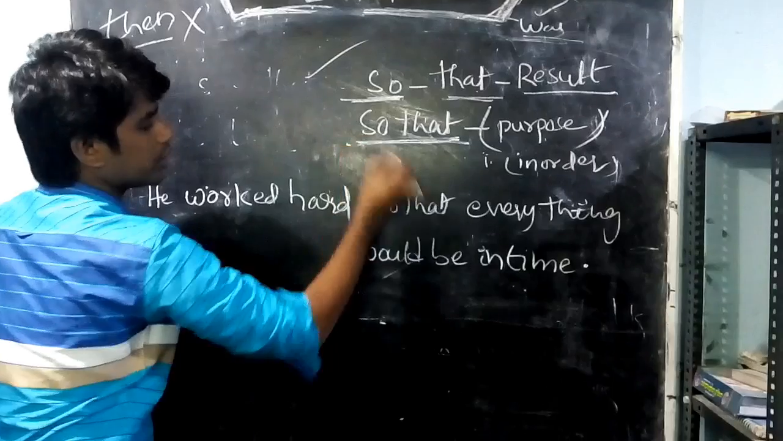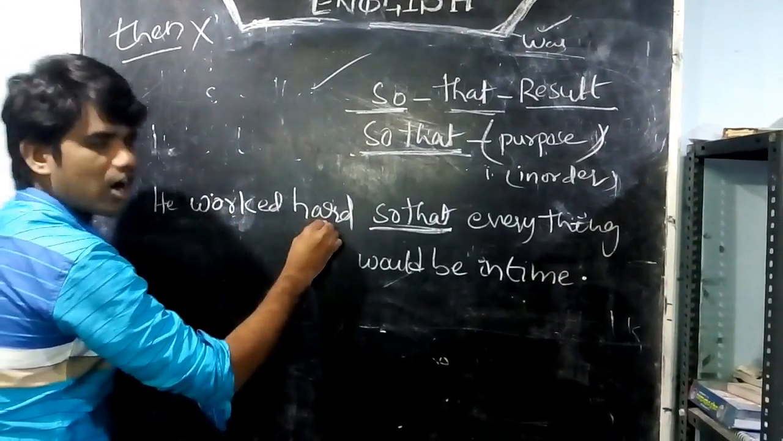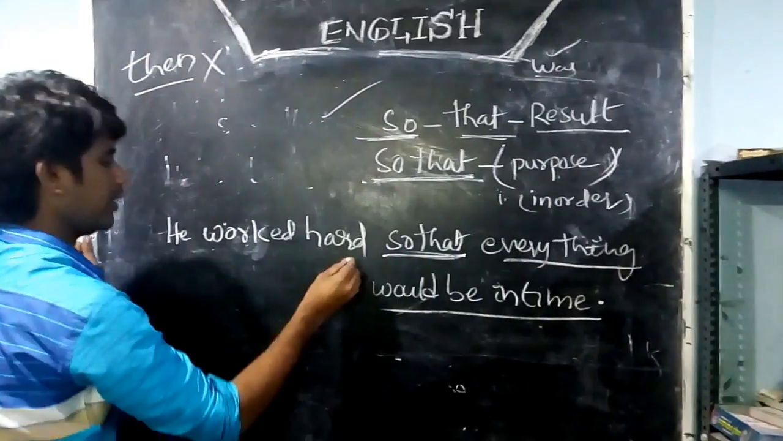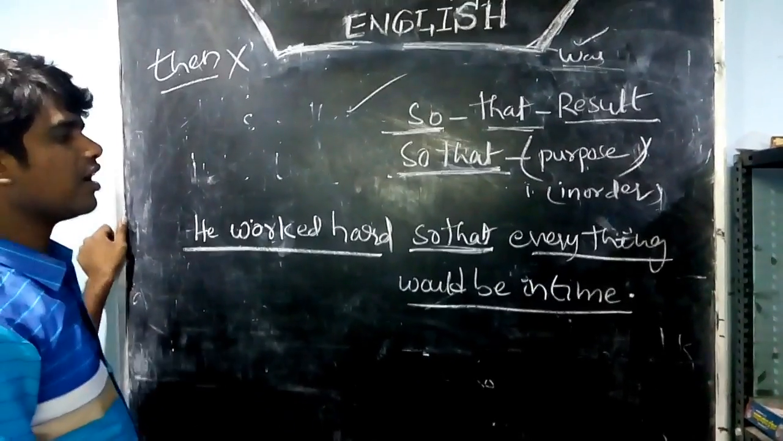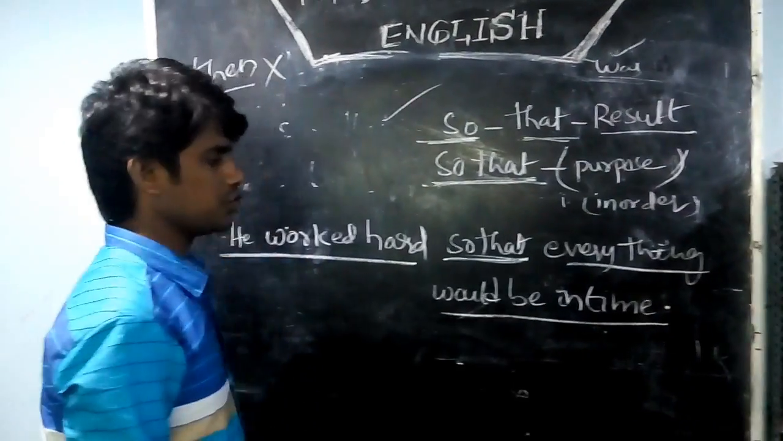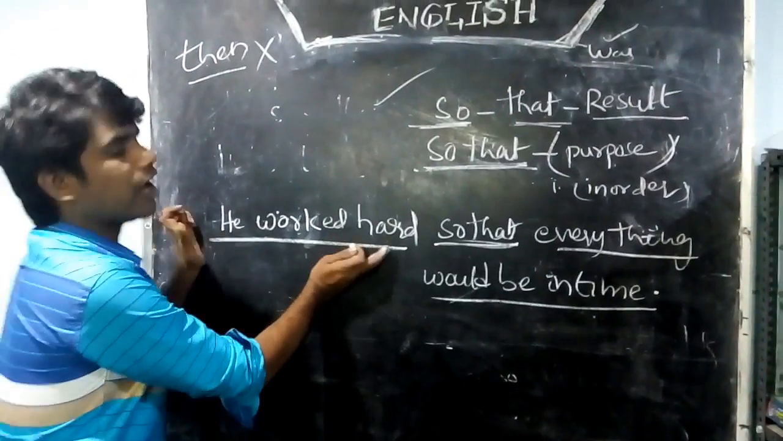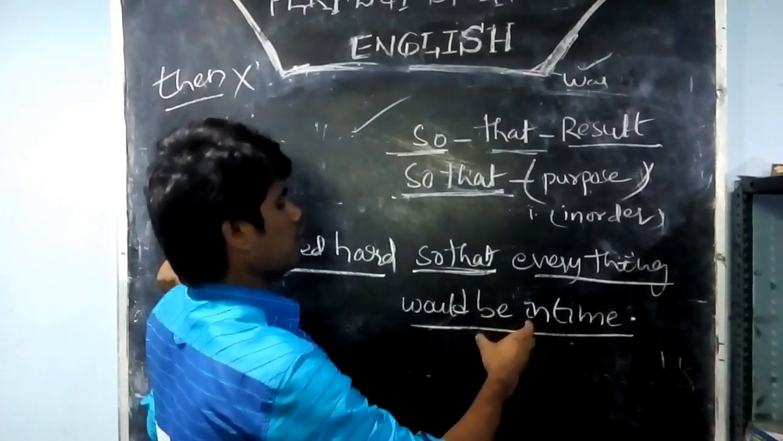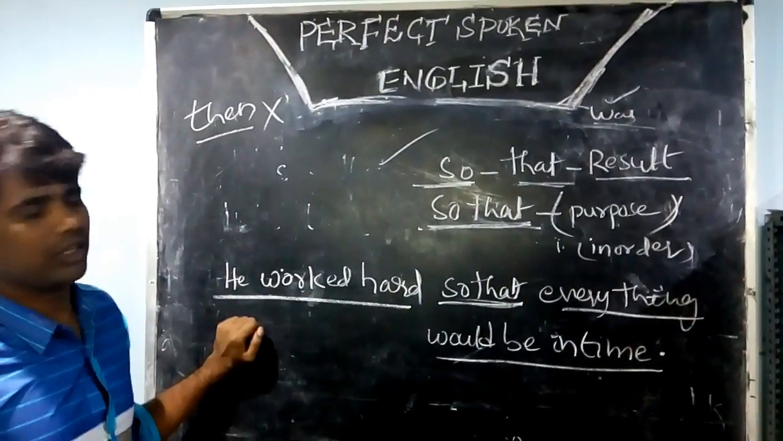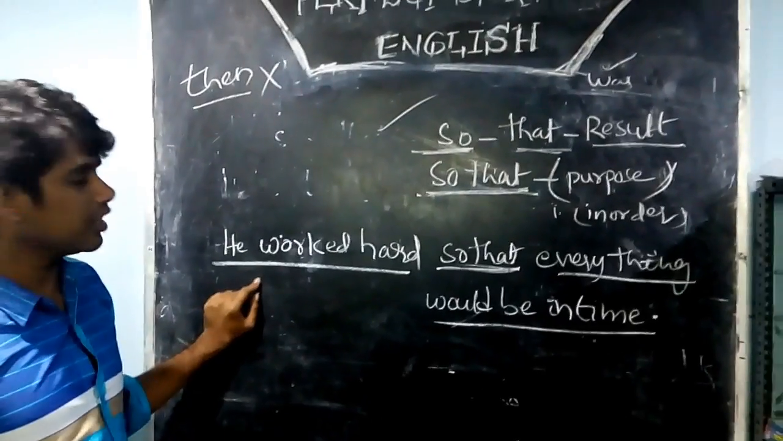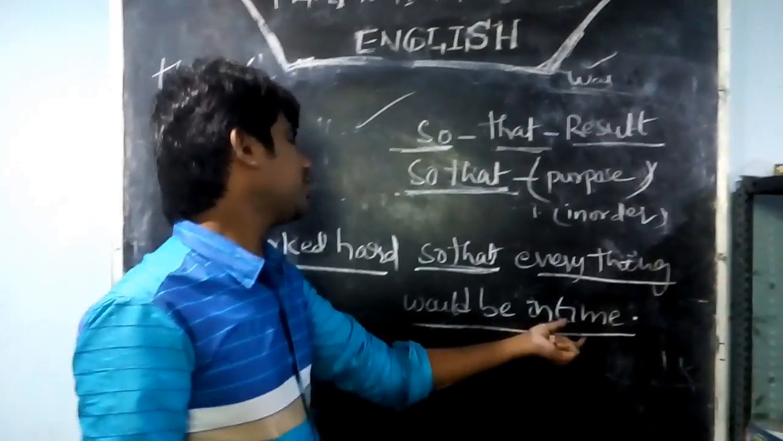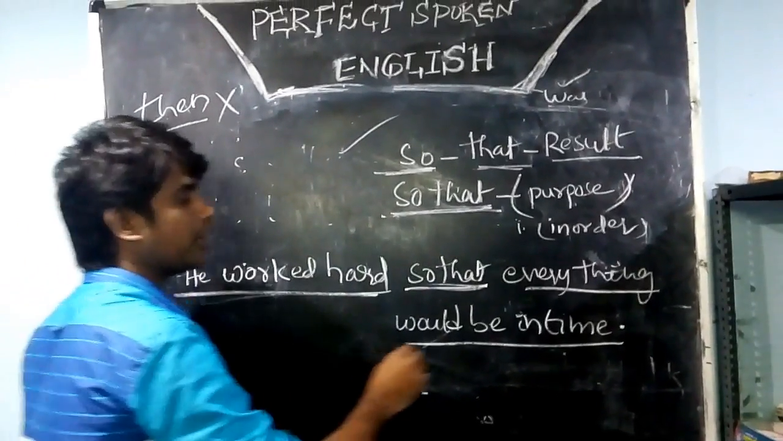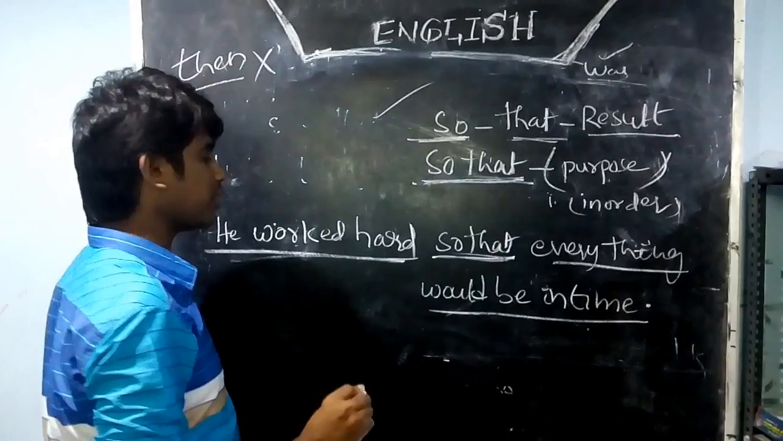Here you check it out when you are using "so that" in the middle of the sentence. He worked hard so that everything would be in time. He worked hard. Everything would be in time. So why did he work? There is a purpose: in order to be in time. He worked hard in order to get everything done in time. That is why we can understand.